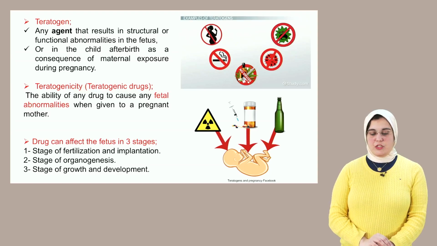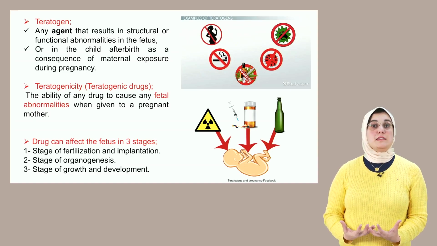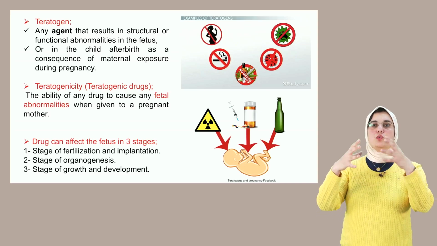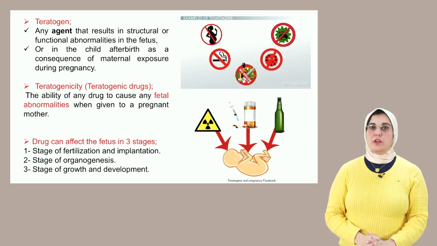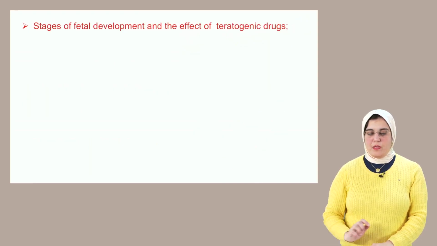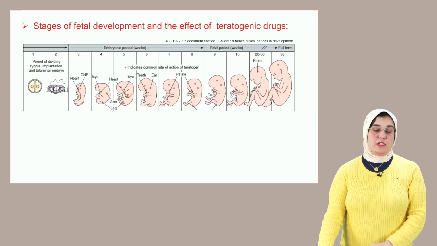And the 3rd stage is the stage of growth and development. It means all the organs have been fully synthesized or formed, and then it takes time for them just to grow up till the full-term baby at the age of 38 to 40 weeks of pregnancy. The stages of fetal development and the effect of teratogenic drugs.